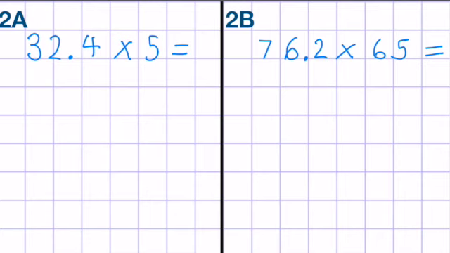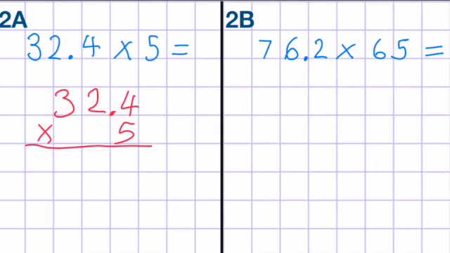Here you have decimals to multiply. Press pause and then we'll go through it together. Okay, 32.4 times 5. So we have a tenths column, no hundredths column. So we have 1 decimal place. So I've put that in our answer box ready. 5 times 4 is 20. 5 times 2 is 10 plus 2 is 12. 5 times 3 is 15 plus 1 is 16. So that's 162.